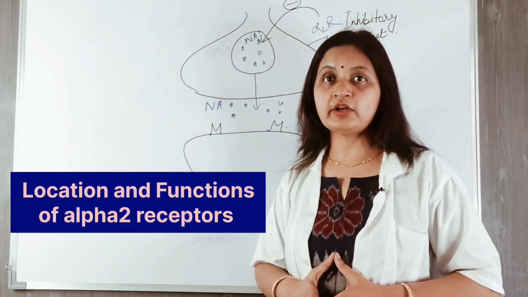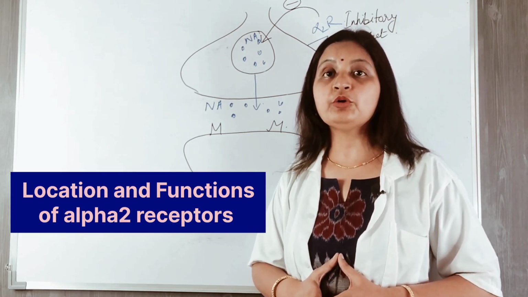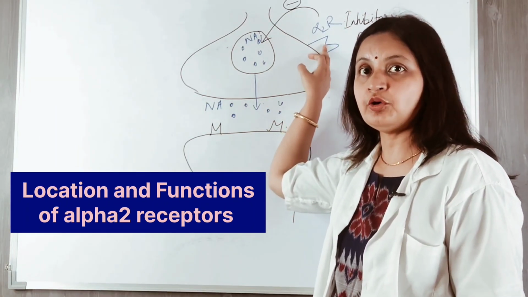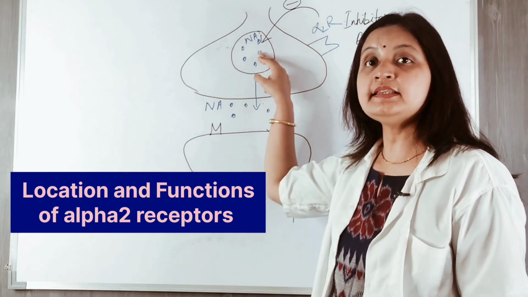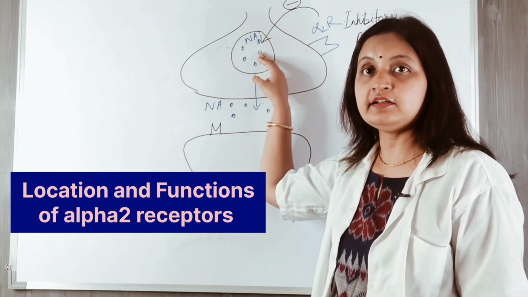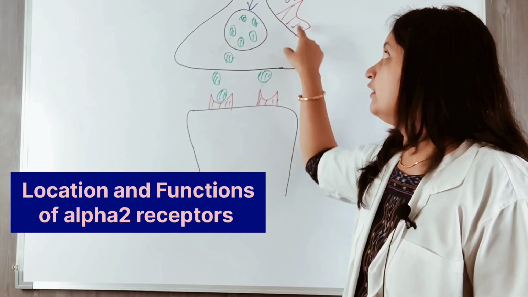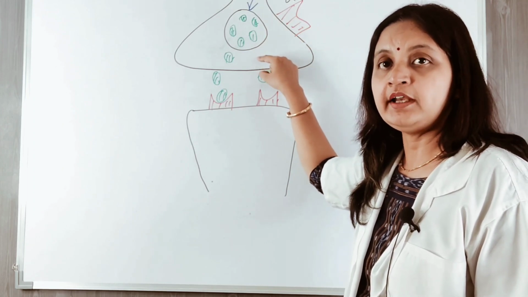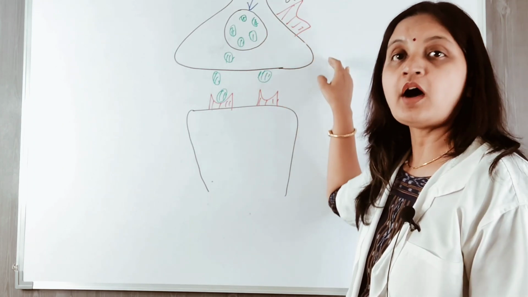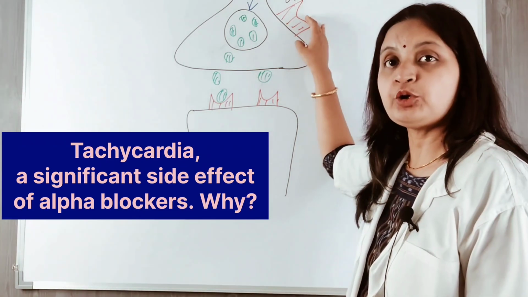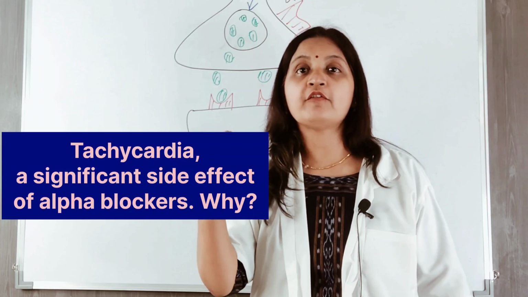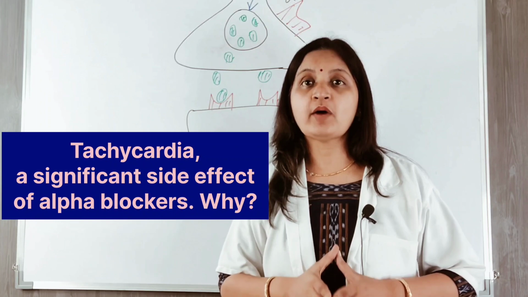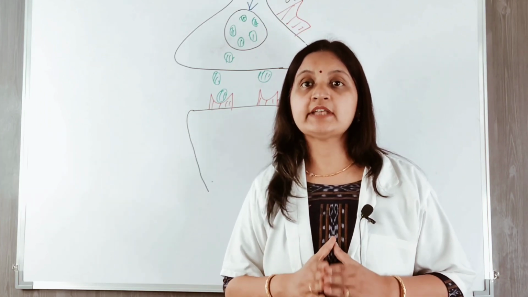So now let's move on to the location of alpha-2 receptors. Alpha-2 receptors are located in the presynaptic nerve terminals of the adrenergic neurons. Norepinephrine is synthesized and stored in the synaptic vesicles of the adrenergic neurons. The function of alpha-2 receptors is to inhibit the release of norepinephrine into the synaptic cleft. So alpha blockers, by inhibiting the alpha-2 receptor, increase the release of norepinephrine, and increased norepinephrine concentration stimulates the beta-1 receptor of the heart, leading to tachycardia.